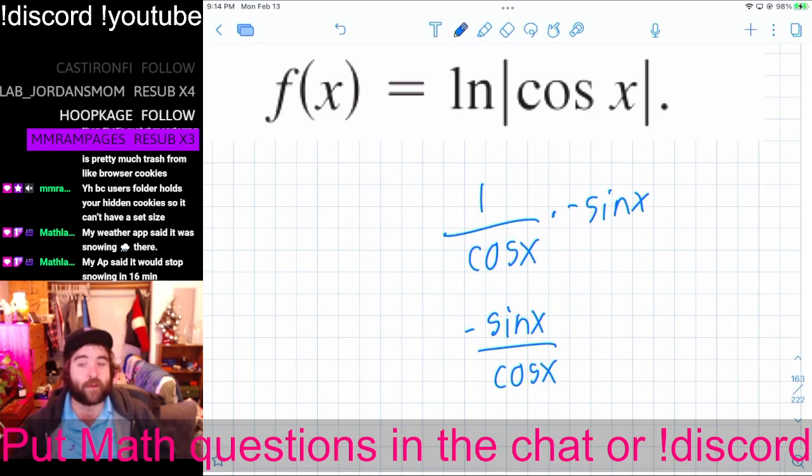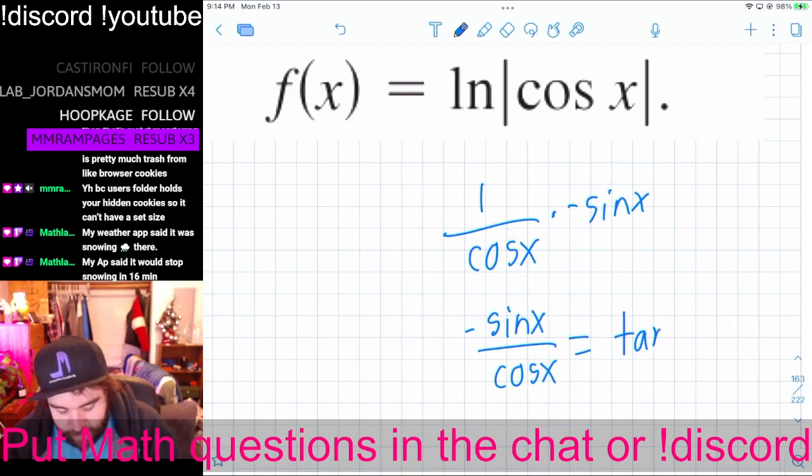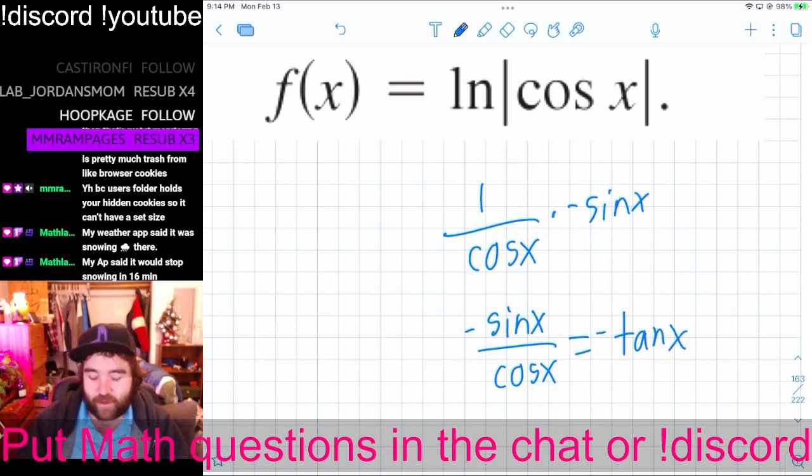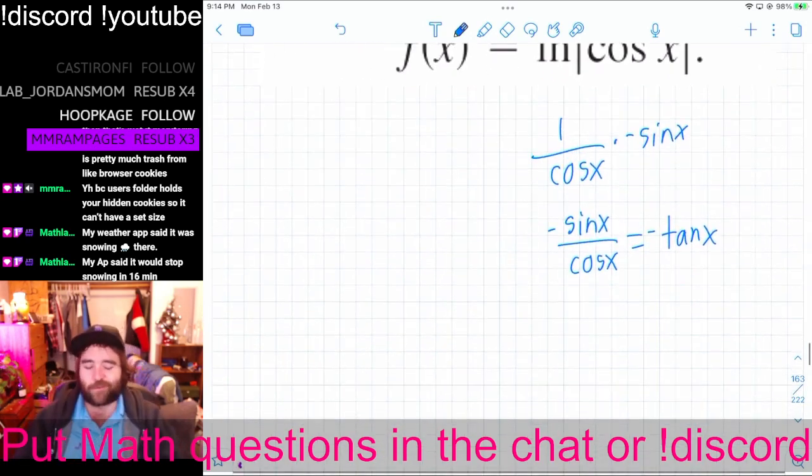Which, what's that? Sine of x over cosine of x. I hope you're already screaming at the camera. That's tangent of x. So this is negative tangent of x. And we just don't have to worry about absolute value.